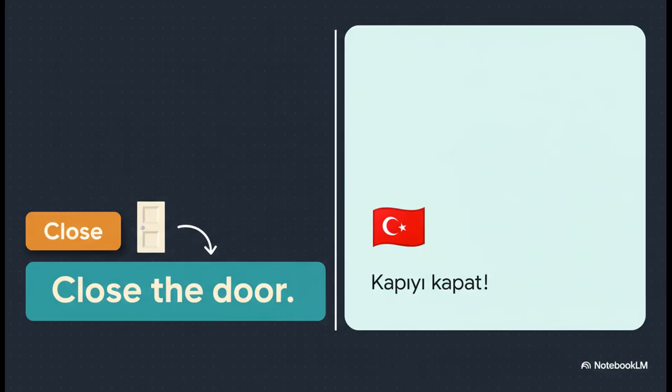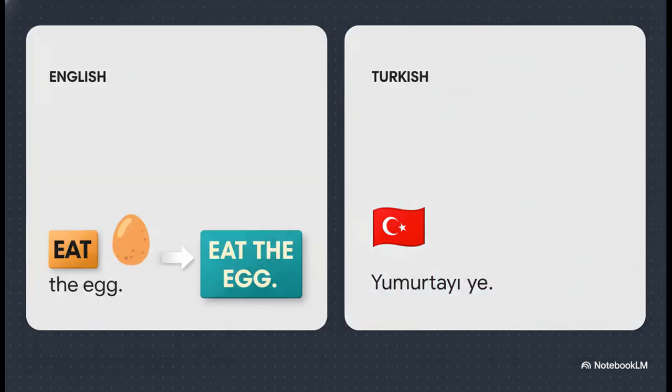Let's check out another one. Instead of just shouting close, we say what to close? The door. Close the door. Are you seeing the pattern here? In English, it's almost always verb first, then the object. Same exact idea here. Our command is eat, and the object, what we're eating, is the egg. Put them together, eat the egg. Super simple, super direct, and 100% correct.